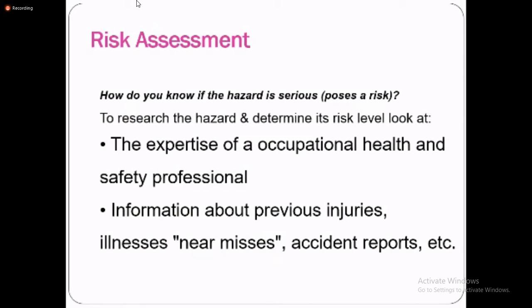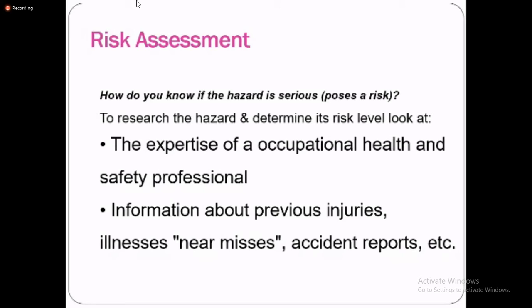Or maybe the expertise of occupational health and safety professionals like NIOSH and so on. You can contact the officials over there. Then you can get some advice regarding that particular hazard and so on. And maybe you can go through the previous injuries, near miss or accident reports to find out how serious this hazard is.